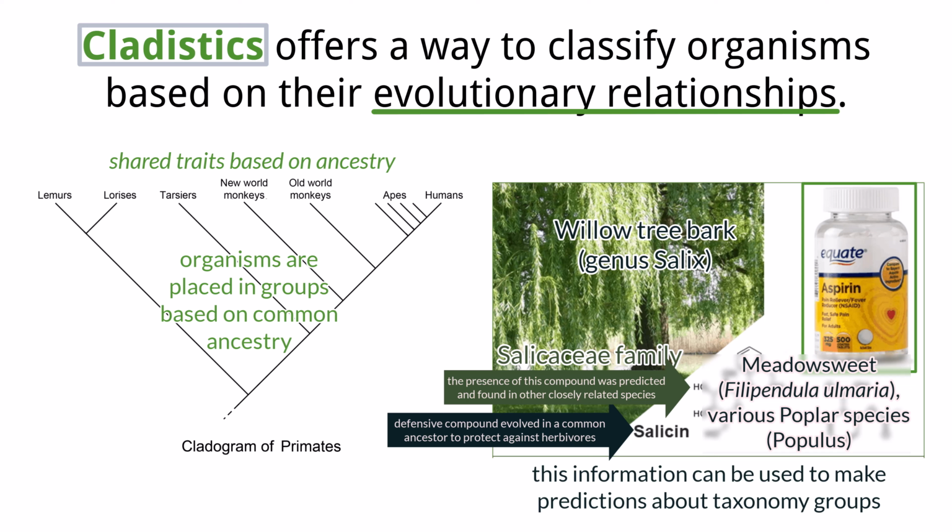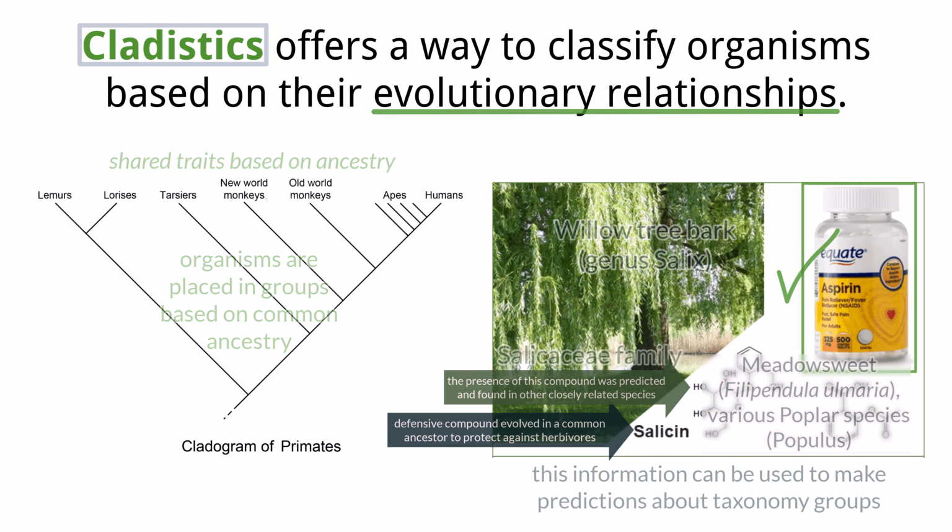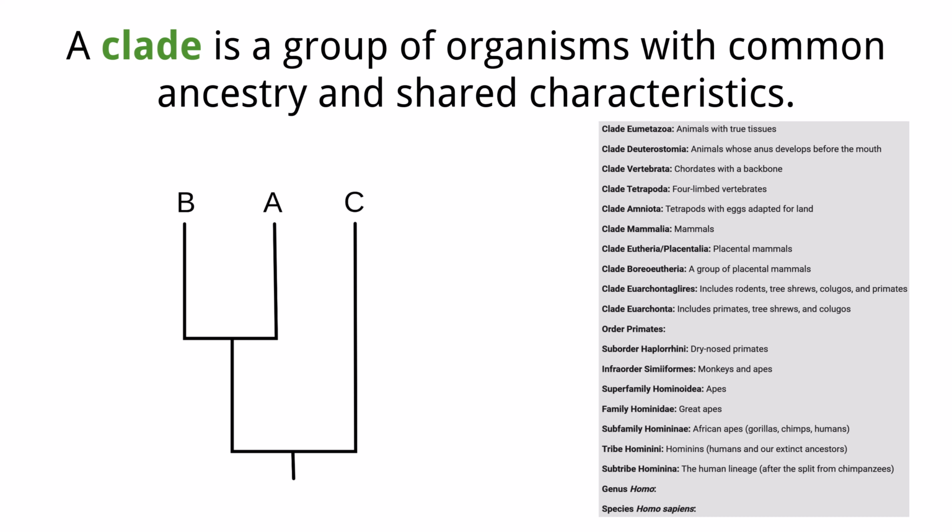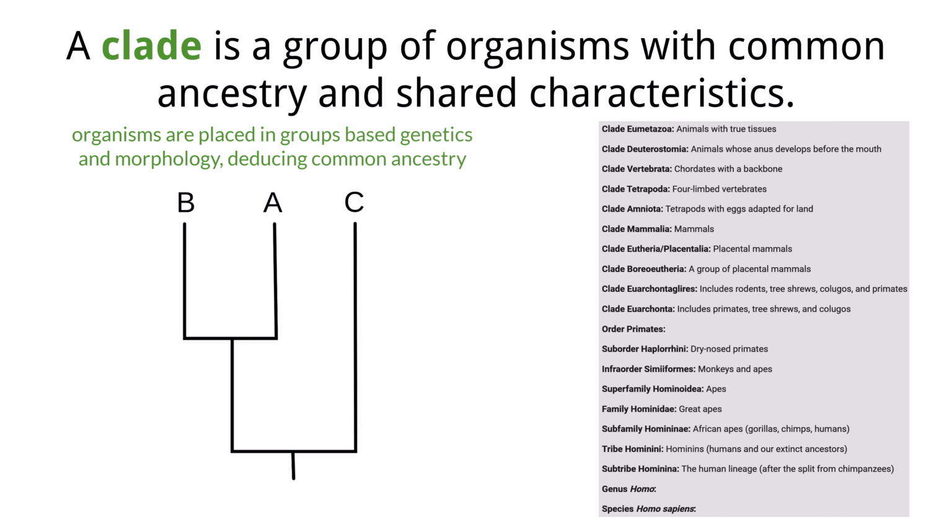This predictive capacity of evolutionary relationships allowed chemists to isolate and eventually synthesize acetylsalicylic acid, transforming a shared botanical trait into one of the most widely used life-saving drugs in human history, aspirin, which I am sure many of you have used or will use at some point. The process of classifying organisms through cladistics involves putting organisms into groups based on DNA sequence divergence along with morphological characteristics which deduce the common ancestor that species shared.